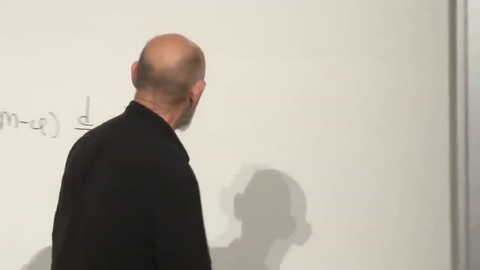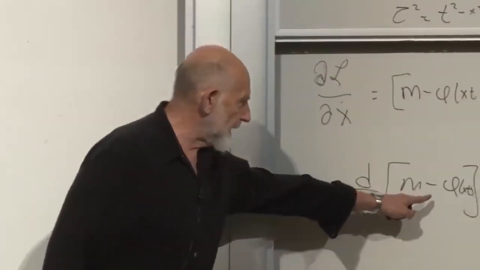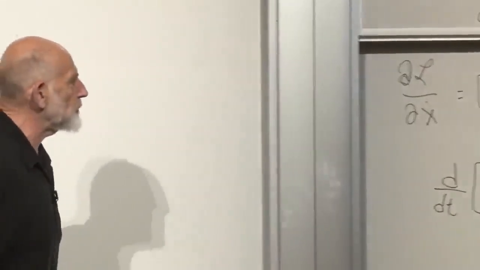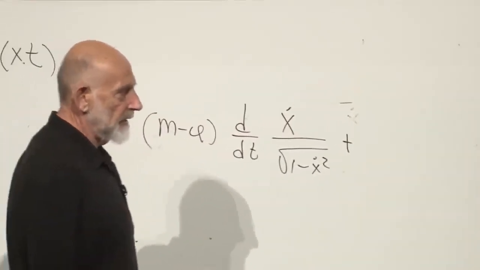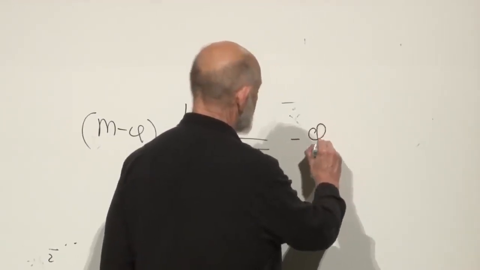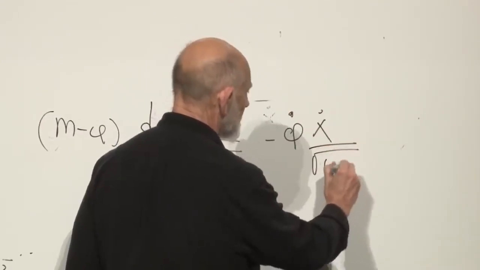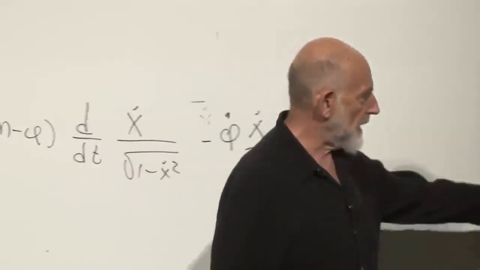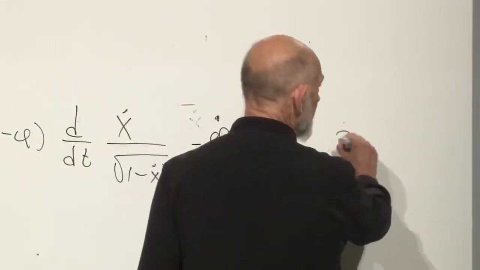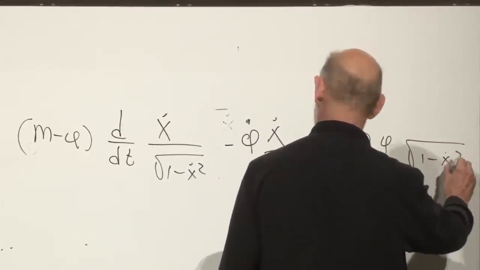And then another term, which is plus, we have to take the derivative with respect to t of minus phi. M is a constant. The derivative with respect to t of minus phi. That is minus, let's first write it as phi dot times x dot over square root of 1 minus x dot squared. That's gotten from differentiating this. And that's still equal to the right-hand side. d phi by dx with, I guess, a minus sign times square root of 1 minus x dot squared.